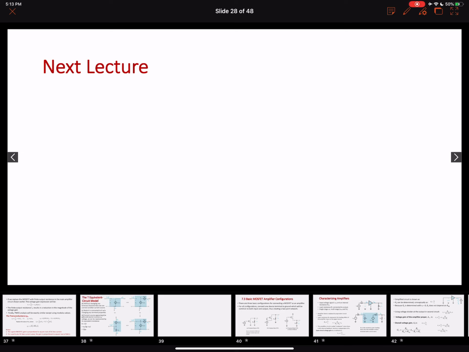Hello everyone, welcome to the next lecture of transistor amplifiers. Again, we are talking about how to use MOSFETs in amplifier circuits. Earlier we talked in great detail about how to use a MOSFET to develop a linear amplifier.